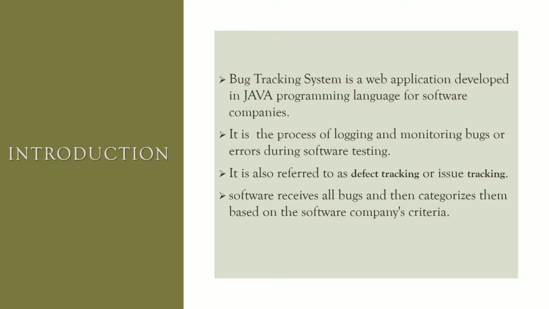So going ahead with the introduction to the bug tracking system, we can divide it into 4 points. It is a web application developed in the Java programming language for software companies. It also handles login and monitoring of bugs or errors during software testing. It is also known as a defect tracking or issue tracking system. The overview of the introduction is that this system is mostly used in companies and it keeps an eye on bugs.